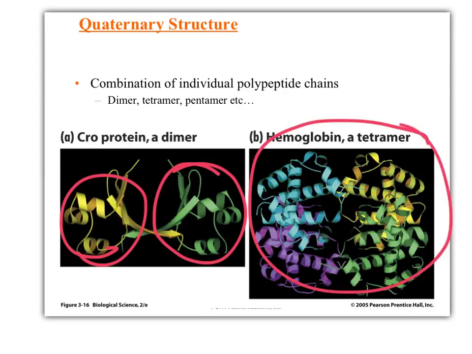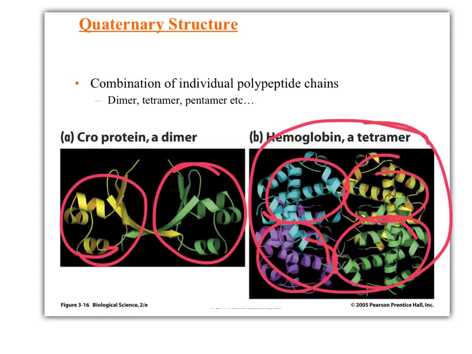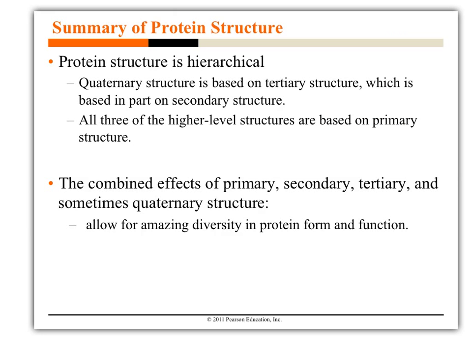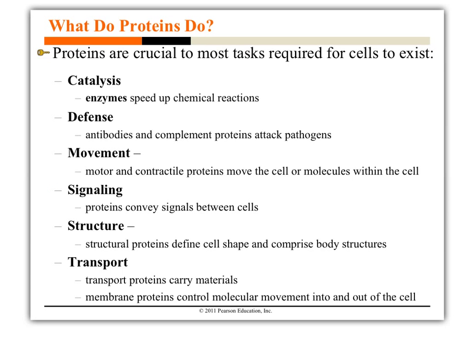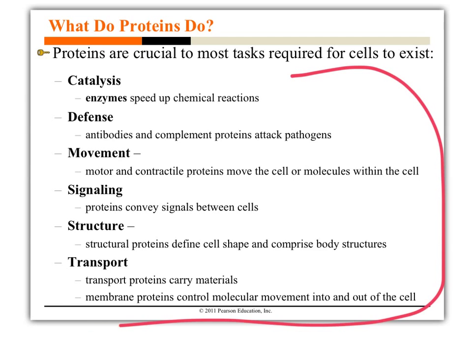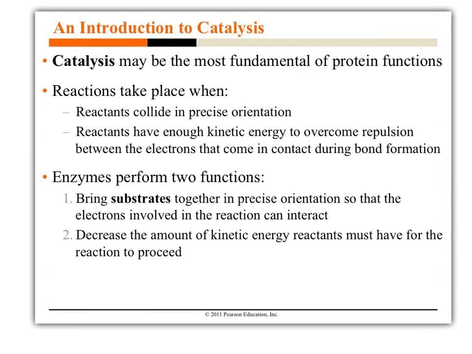We talked about hemoglobin for sickle cell. It's four separate proteins. Alone, none of those can do anything. Together, they carry oxygen and save your life. We love hemoglobin. Okay, so that's the summary. You need to know this. What do we need proteins for? Lots of things, all the stuff you think about that cells can do. Enzymes: we'll talk a little more about enzymes when we get to the enzyme section in glycolysis.